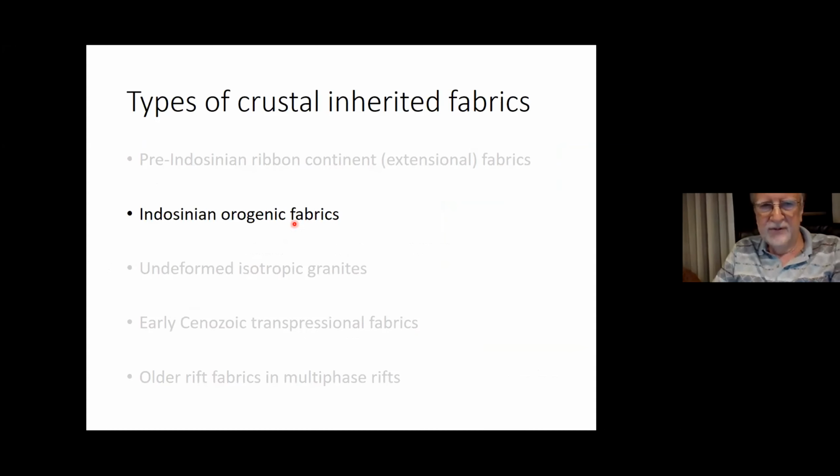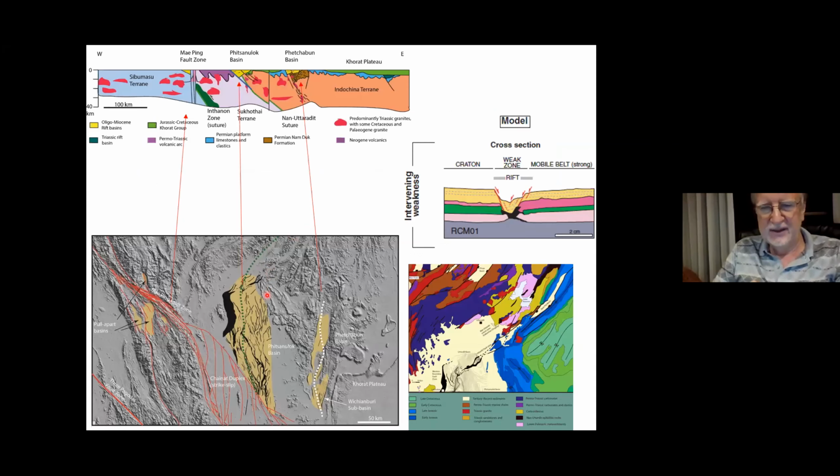Now, for the Indosinian orogenic fabrics, there are very many of them. There is no metamorphic age older than the Triassic in Thailand, so the crust has been reworked by the Indosinian orogeny. And this basin lies on the back arc suture between the Sukhothai terrane and the Inthanon terrane. So the Phitsanulok Basin is lying in this position, and the suture zone takes a very sharp bend in through here.